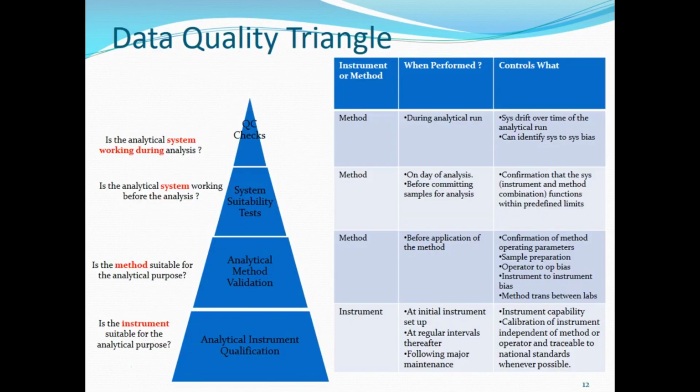So this is a nice little visual. It highlights where different types of quality steps fit when it comes to methods. At the bottom of the triangle, the very first thing we need to look at is to make sure that the instrument is suitable for its analytical purpose. And this is where we look at analytical instrument qualification, IQ.